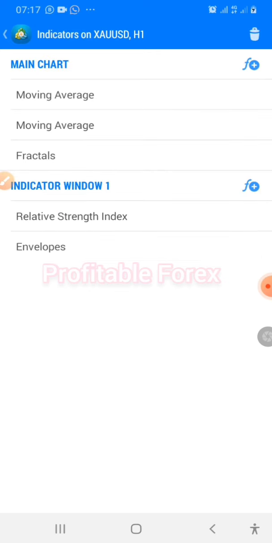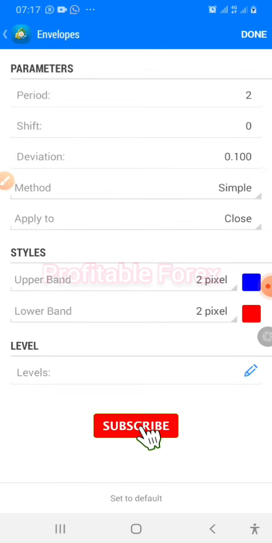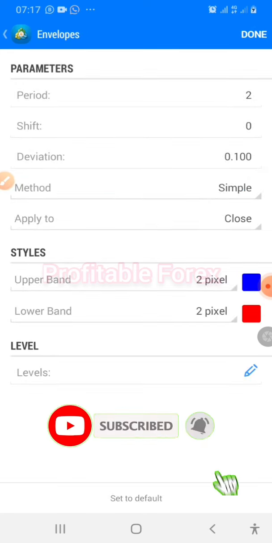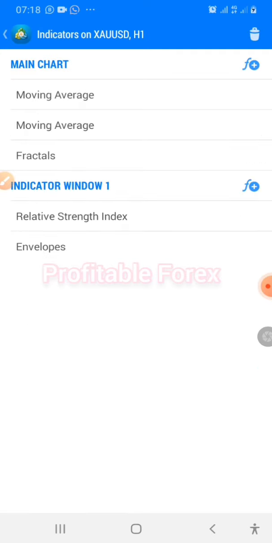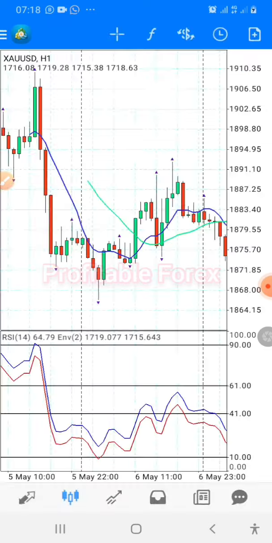Then we have the last indicator, which is the envelope. For the envelope, we have period 2, shift 0, deviation 0.100, method simple, apply to close. For styles, the upper band is 2 pixel blue and the lower band is 2 pixel red. There are no levels, so leave the levels empty and click on done. So these are the indicators for trading your gold and other currency pairs, guys.